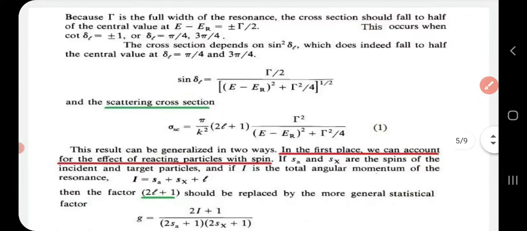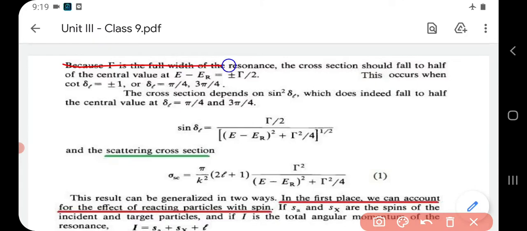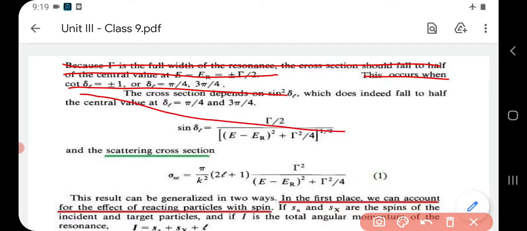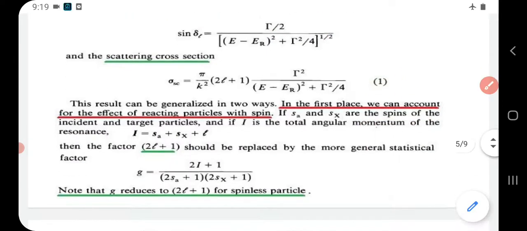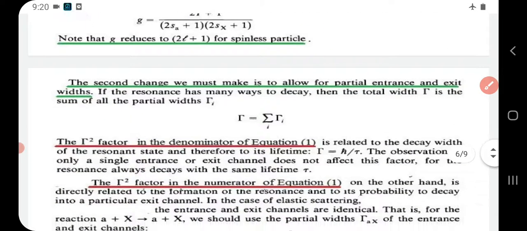Then because tau is the full width of the resonance, this sentence you have to mention. No need of writing this occurs when that cos delta value, up to this you can skip. Then write about the scattering cross section given by equation 1 and this full paragraph. Okay, now that is the first generalization.